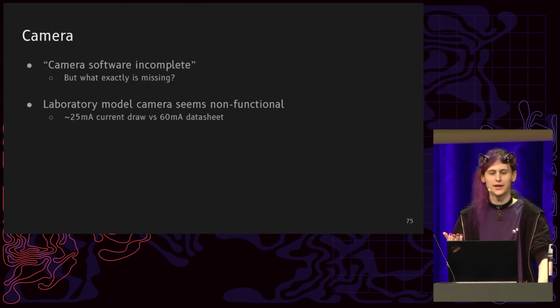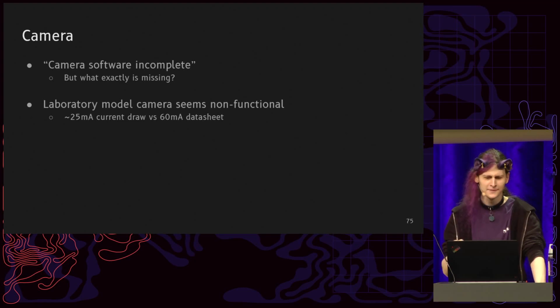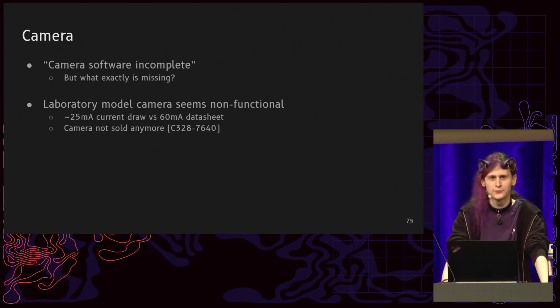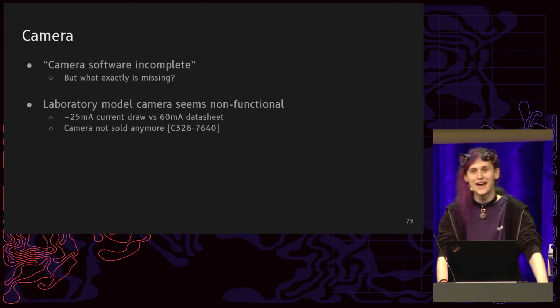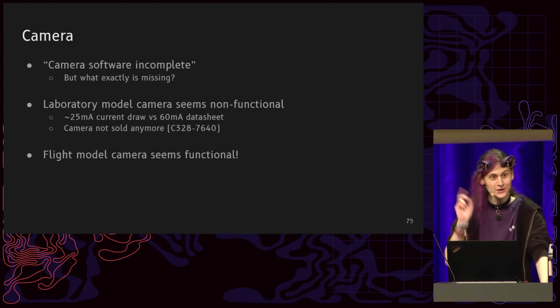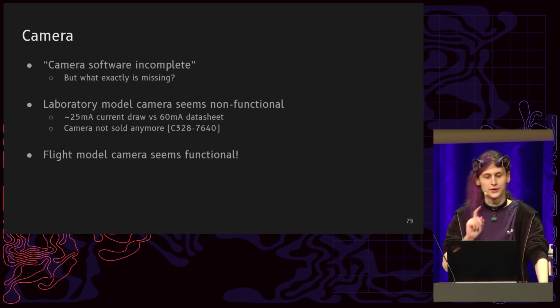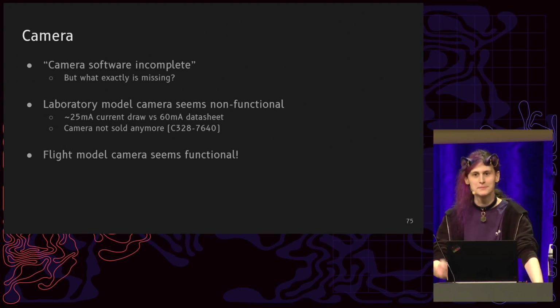So it's now drawing 25, it very briefly drew 80 milliamps, and now it's drawing 25 milliamps. I think that's a bad sign. It's also not sold anymore, except for like the Turkish equivalent of eBay Kleinanzeigen, which I cannot get to. If you happen to have one you don't need, hit me up. Fortunately, we found out earlier that the flight model camera is drawing 60 milliamps, as it should, right? So that seems functional. So we're going to do some on-orbit debugging.